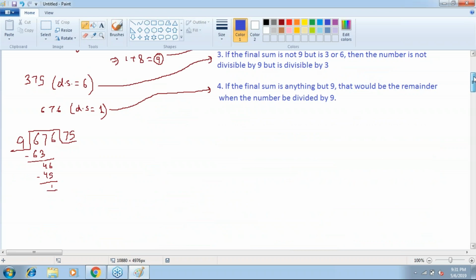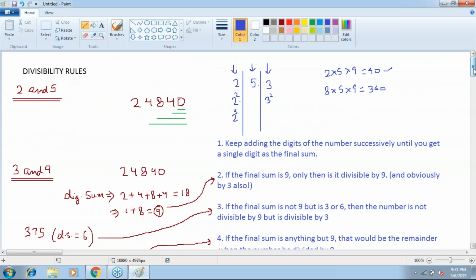Okay, so from 1 to 11, we got the divisibility rule set of 2, of 3, of 4, of 5, of 6. How 6? Because 6 is made up of two prime numbers 2 and 3. So to be divisible by 6, the number has to be divisible by 2 and 3. So when it is a composite number or non-prime, we just check what the number is made up of.